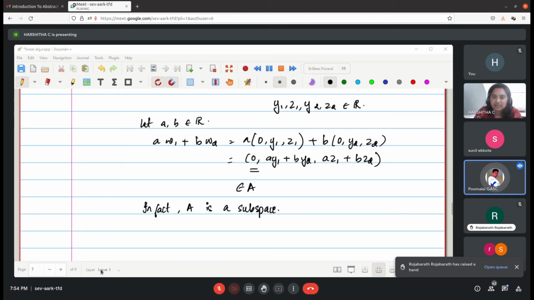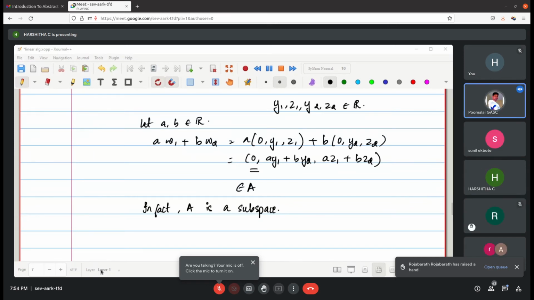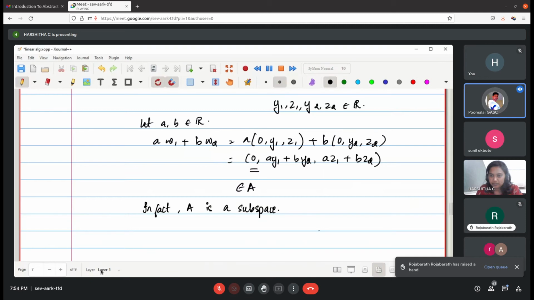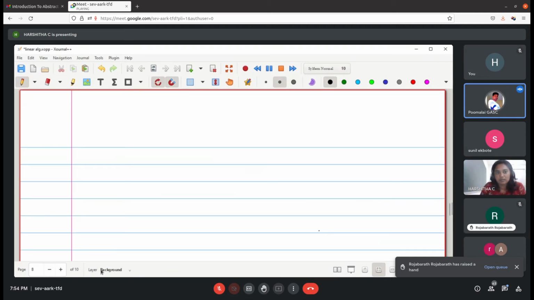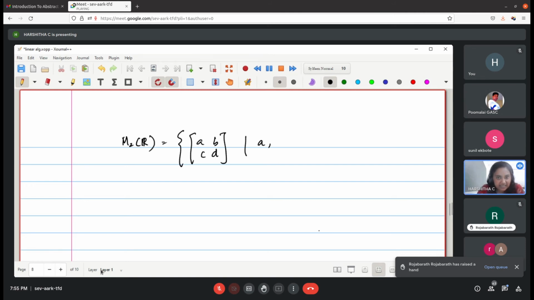Yes, please. Madam, I have a question related to this. Suppose we are taking the set of 2 by 2 matrices over the field R, so it is a vector space. Can we take a subspace as the set of all asymmetric matrices? That's a good question. Wait, you said symmetric or asymmetric? Asymmetric. What do you mean by asymmetric? Not symmetric.